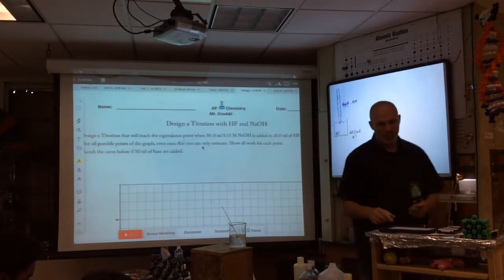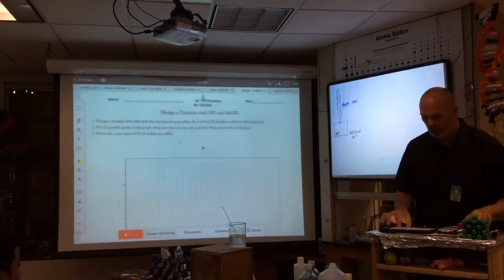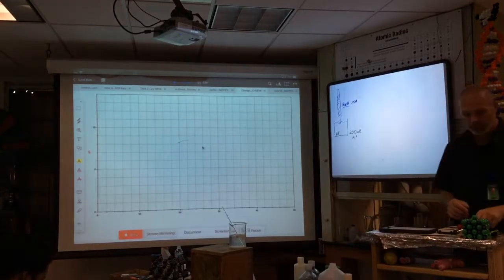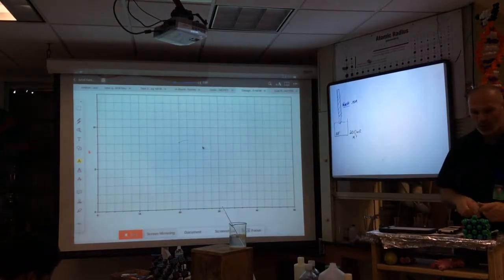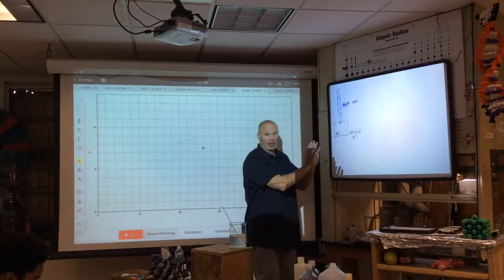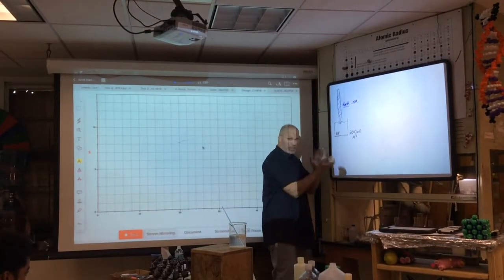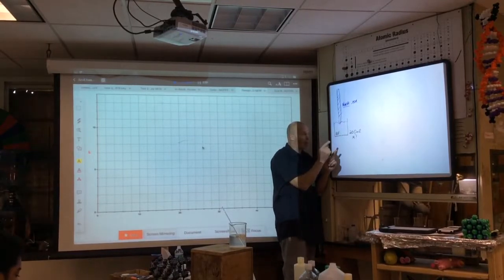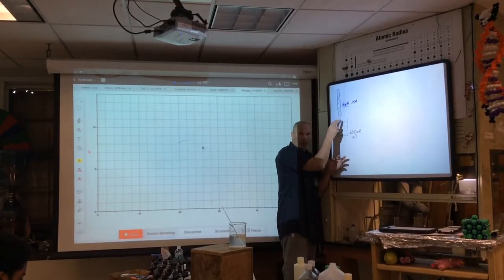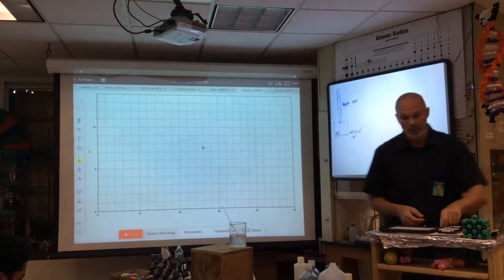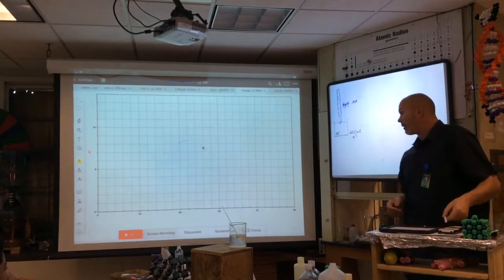So, just from that information alone, we should be able to start with our graph. By knowing it took 30 milliliters, and by the way, what's the verbiage here? We are titrating in the beaker HF with a strong base. We are titrating a weak acid with a strong base. That's the verbiage here. Because maybe that's how I'm going to say it. Maybe that's how they're going to write it. So that's important. Now, what do I know?